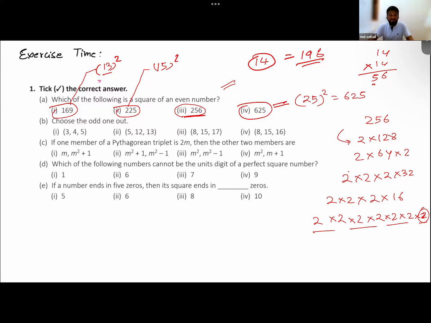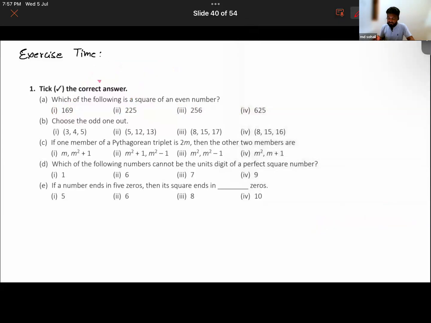So we were discussing the first question. The question says, which of the following is the square of an even number? Option number 1, option number 2, and 4, these are squares of odd numbers, while option number 3 is in fact not a perfect square. So the answer is none of the above. Now see the next question.